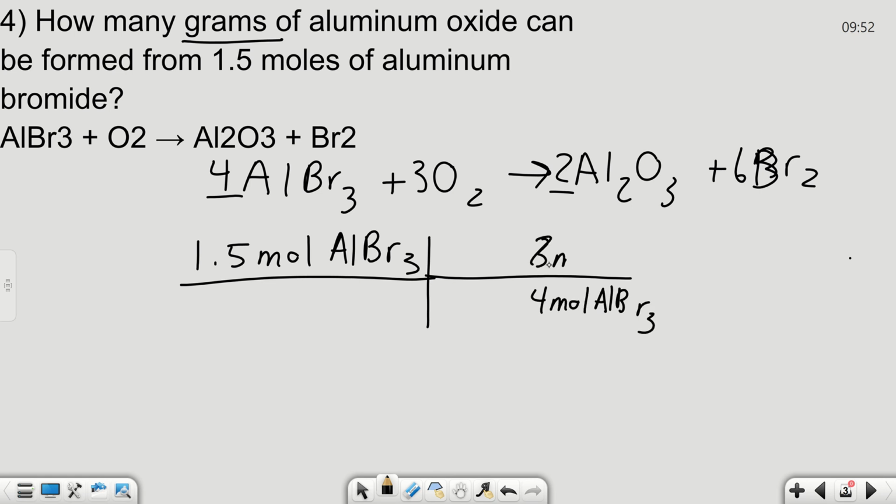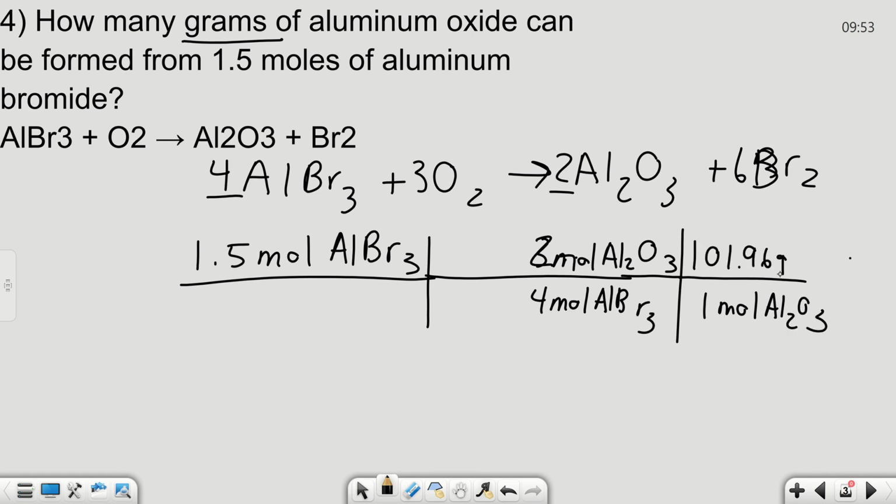2 moles of aluminum oxide. I don't know why I wrote it so far down. And then 1 mole of aluminum oxide. And this is 101.96 grams. I was looking at my work and I'm going, there's no way aluminum bromide is that little of a mass. So I apologize. I made 2 mistakes on that one. But there we go. Now we got it.